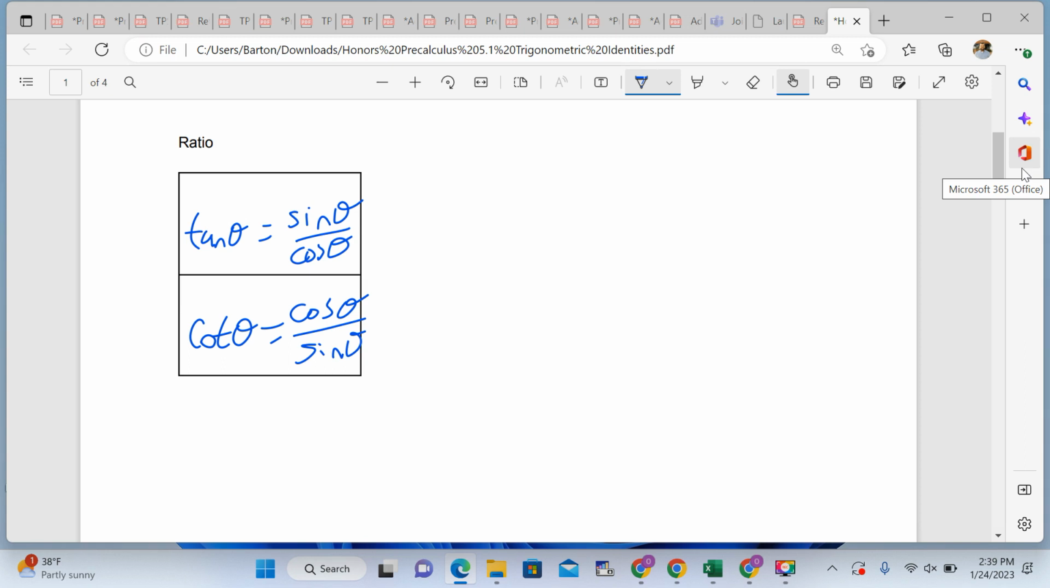They could also be called your quotient identities, depending on who you ask. But tangent theta is equal to sine over cosine, and cotangent theta is equal to cosine over sine. Remember when you're doing anything with the unit circle last chapter, tangent was y over x, right? And what do we associate with sine? Y, cosine x. And then cotangent, of course, is that flipped.